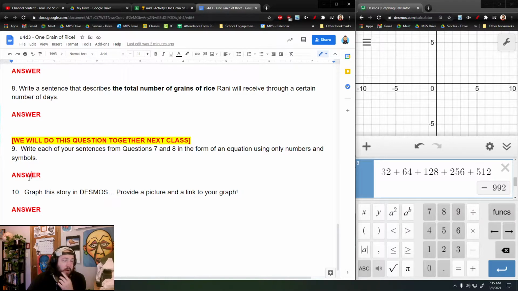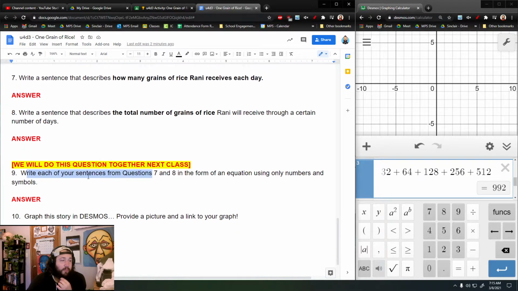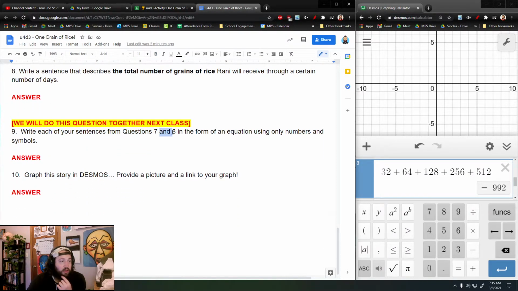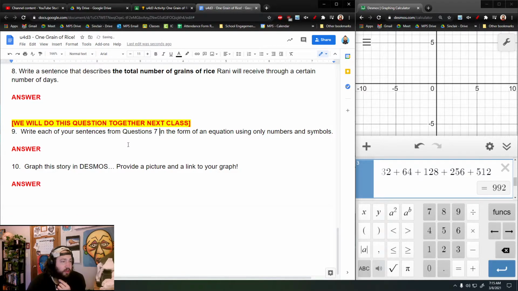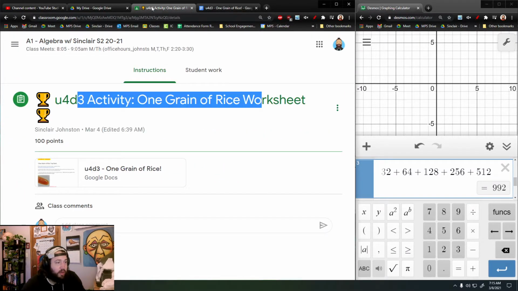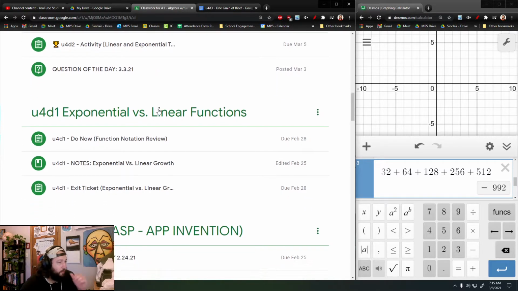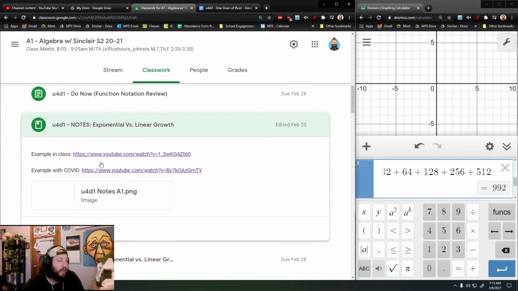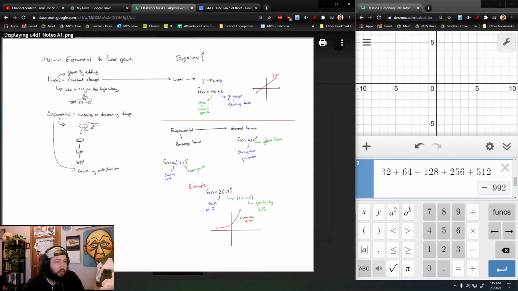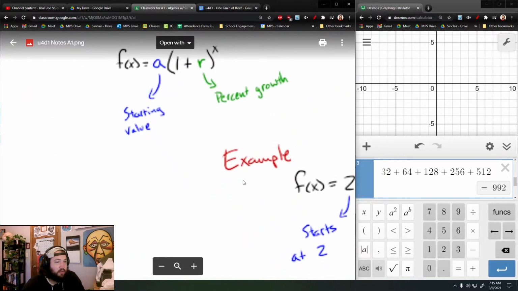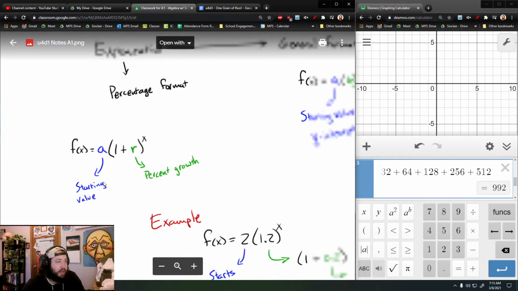Now, I want to see your sentences from questions 7 and 8 in actual equation format. Actually, just from question 7. So if we are going to do that, we would want to use the same equation that we used before. I could go to my notes from day 1 and look at the exponential versus linear. Okay, so here we have our exponential versus linear notes. And down here I have my exponential growth.